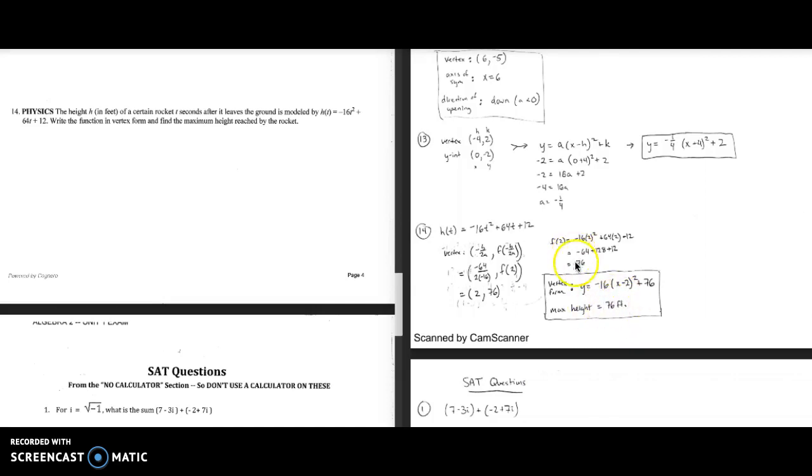And the maximum height is the number you get when you plug in the x part of the vertex. You got 76, so the maximum height is 76 feet.